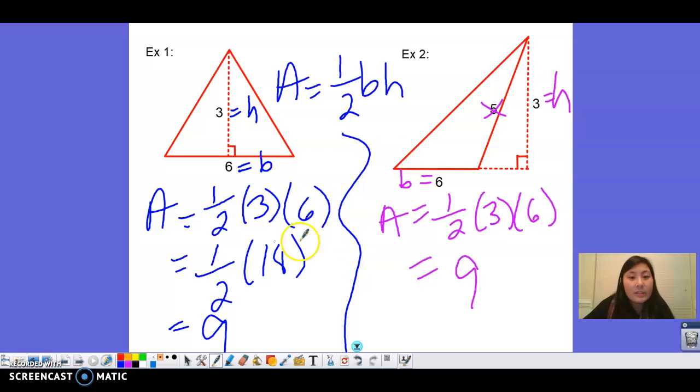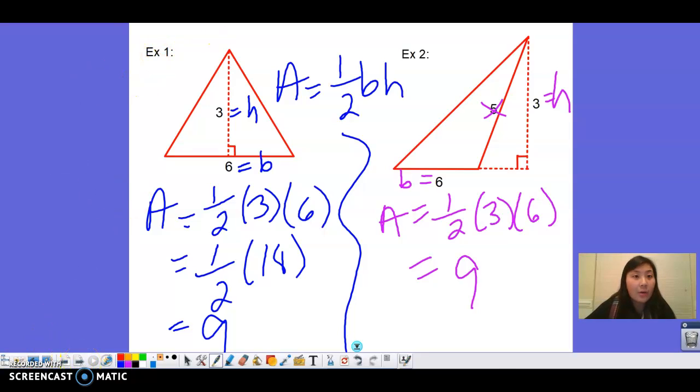And I did just realize that even though it's 1/2 times base times height, I did height times base on both of these, and that's perfectly fine. If you did 6 and then 3 and 6 and then 3, you're going to still get the same answer because 6 times 3 is 18, and then times 1/2 is still going to be 9. So the order that you put the base and the height does not matter.